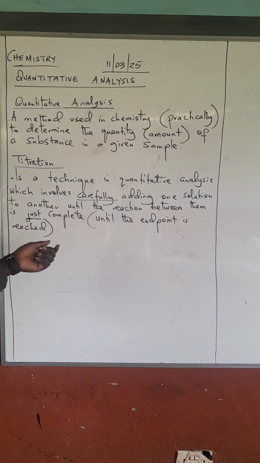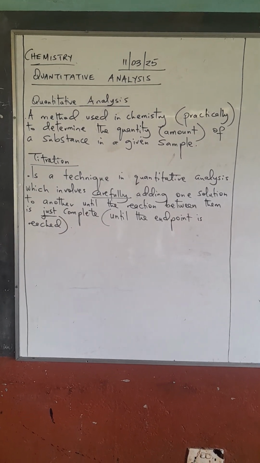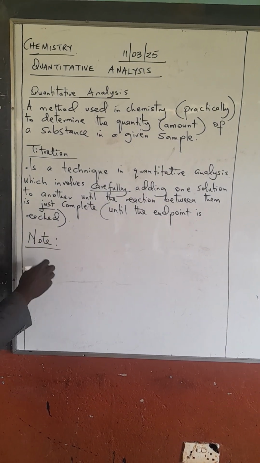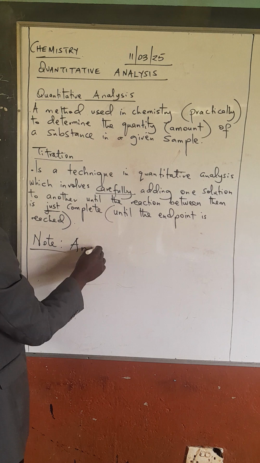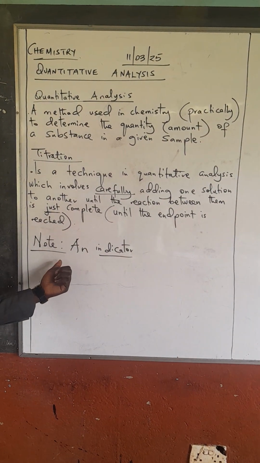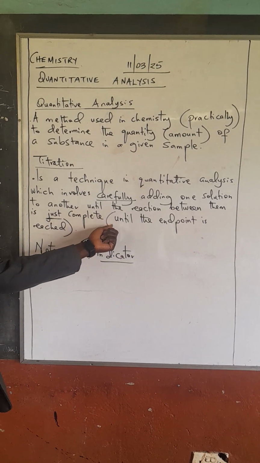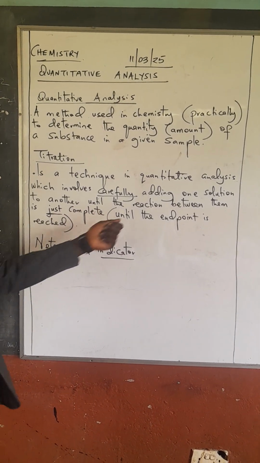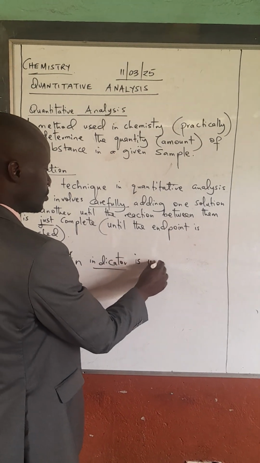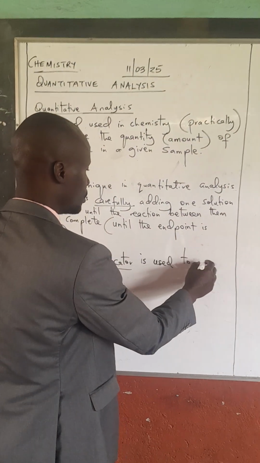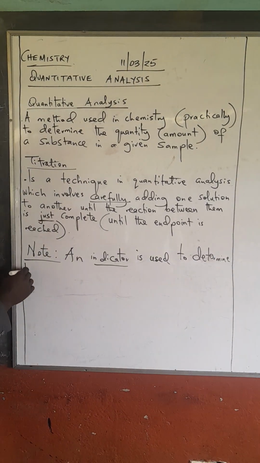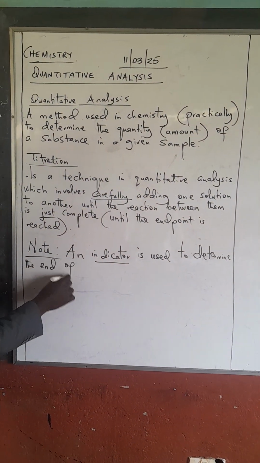And how will you know that the reaction has come to an end? You use a chemical substance called an indicator. So I'm writing this note here to tell you how you are supposed to determine whether the end of the reaction has been reached or not. So we have a chemical substance called an indicator, which is used to determine the end of the reaction.